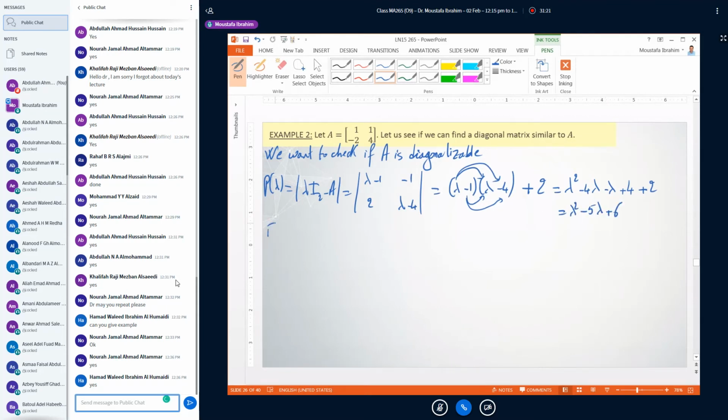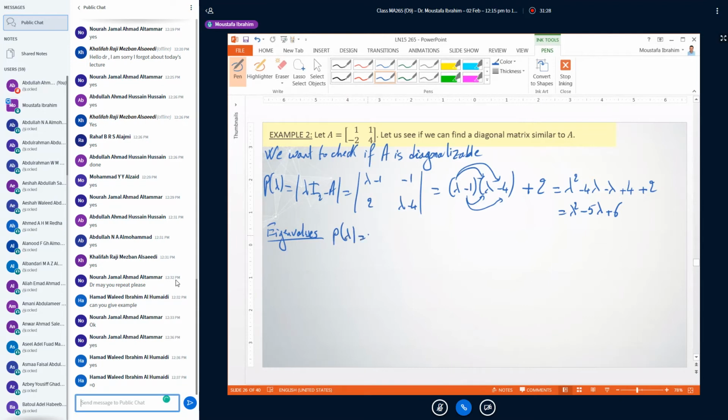Now how to find eigenvalues? We take P of lambda equals 0. And here we can do it, mod 5, 3 guys, what do we get?